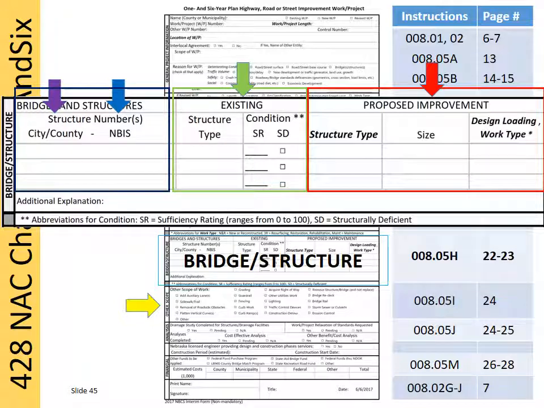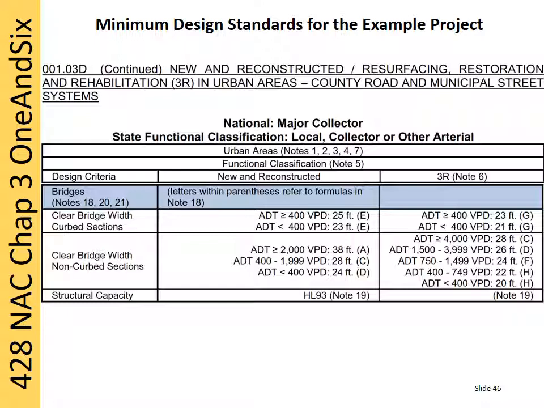More about that later. For the example project, the existing bridge has a 26-foot clear bridge width. Check that against the minimum design standards. Table 3D on page 58 applies. First, the bridge is being replaced, so the work type is new and reconstructed. See page 37 of the minimum design standards. The new and reconstructed values are in the middle column. If this was a 3R project, the values would come from the column on the right.